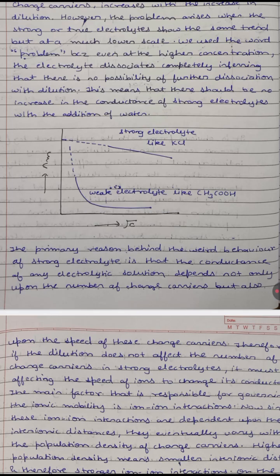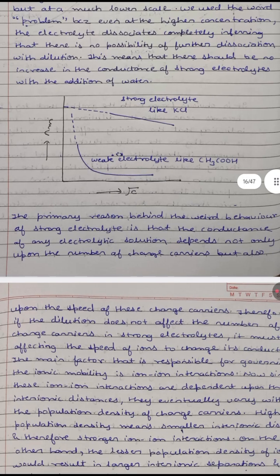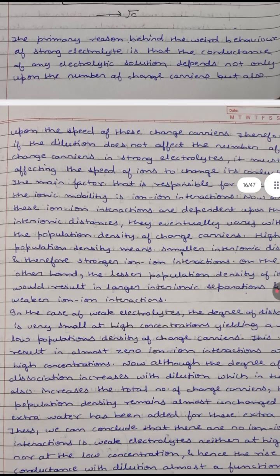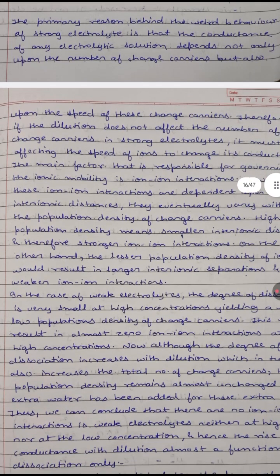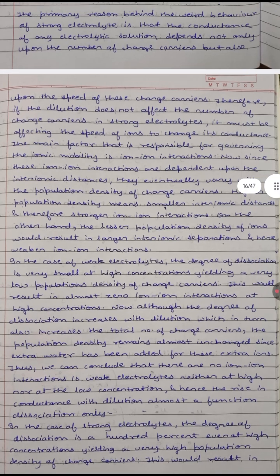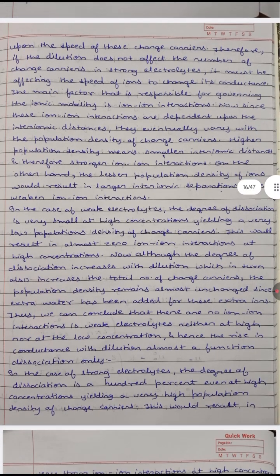We use the word problem because even at the higher concentration, the electrolyte dissociates completely, inferring that there is no possibility of further dissociation with dilution. This means that there should be no increase in the conductance of strong electrolytes with addition of water. The primary reason behind the weird behavior of strong electrolytes is that the conductance of an electrolytic solution depends not only upon the number of charge carriers but also upon the speed of these charge carriers.